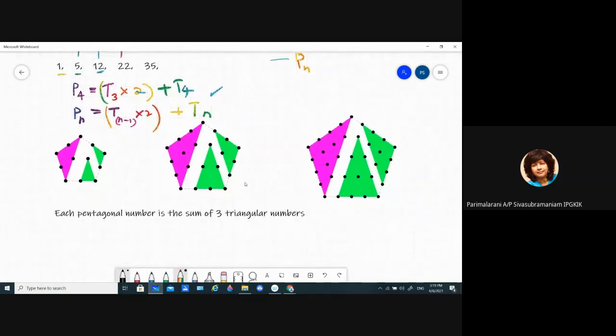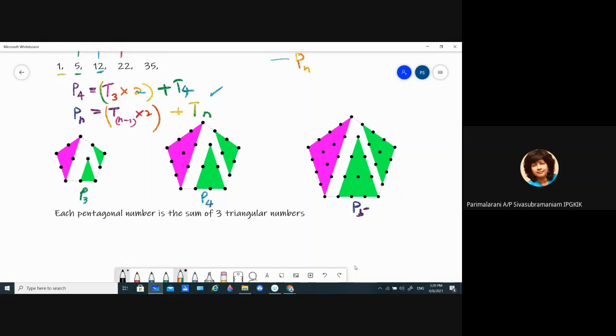You look at the first drawing here. What term is this? If there are 3 dots on the side, that means it's P3, term 3. If there are 4 dots on each side, it is term 4. If there are 5 dots, then it's P5 or term 5. So for P3, term 3, we have this figure here.